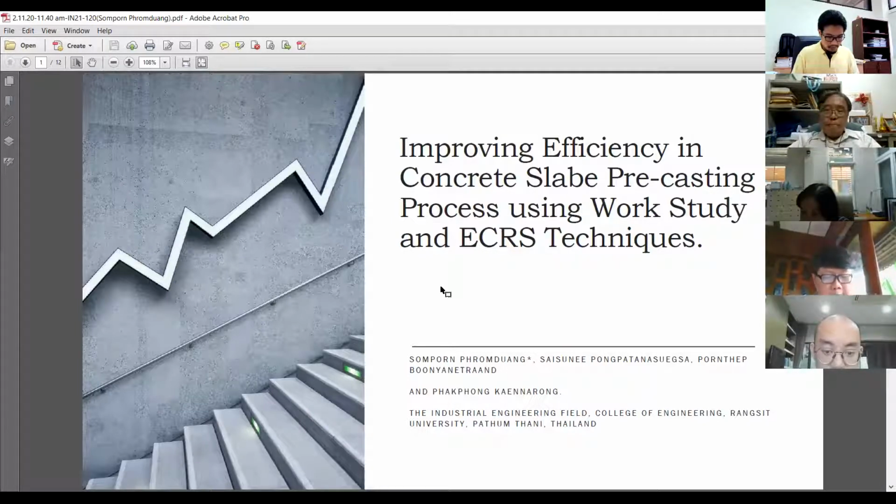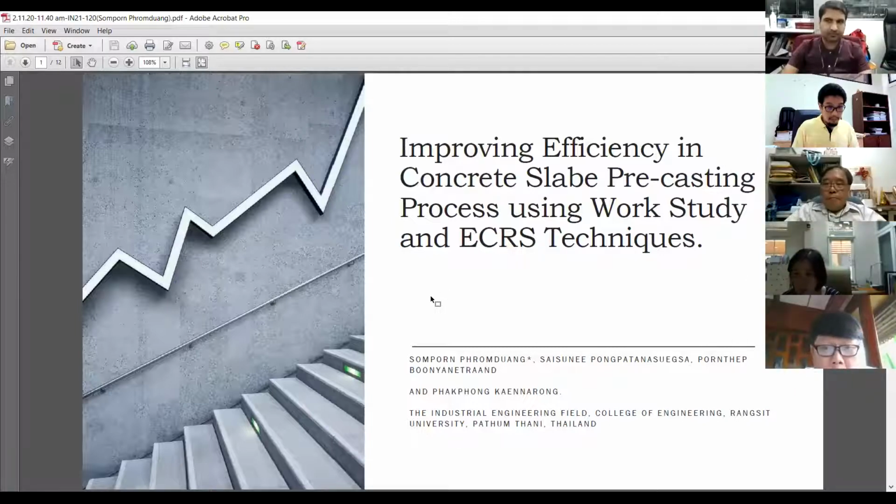My case study is a construction company that produces precast concrete slabs for use in residential homes and buildings, about 30 million square meters per year.